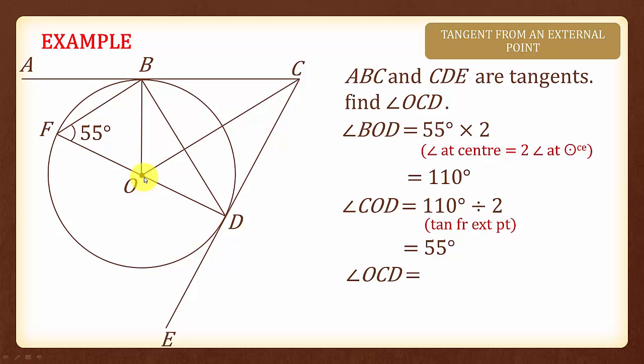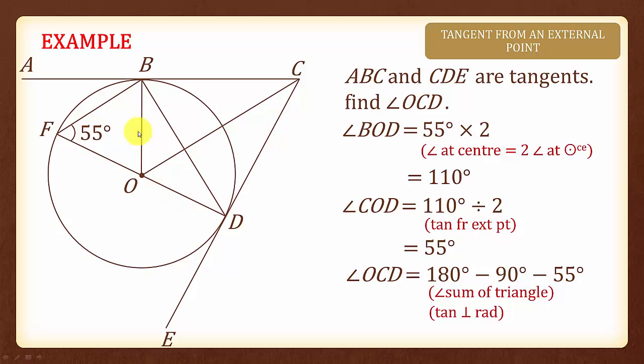Now can you find what is angle OCD? Yes, it is simply 180 degrees minus 90 degrees minus 55 degrees, because of the angle properties, angle sum of triangle and tangent perpendicular to radius. Calculating, we will have angle OCD to be 35 degrees.